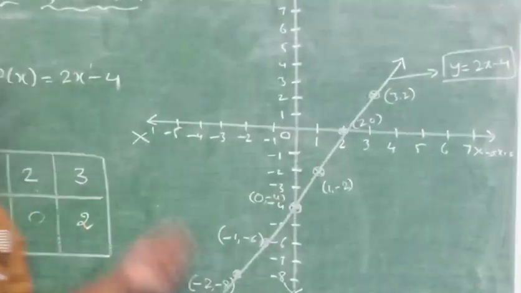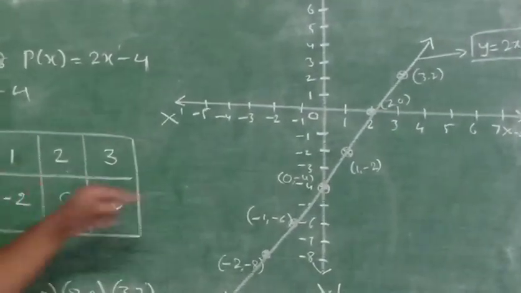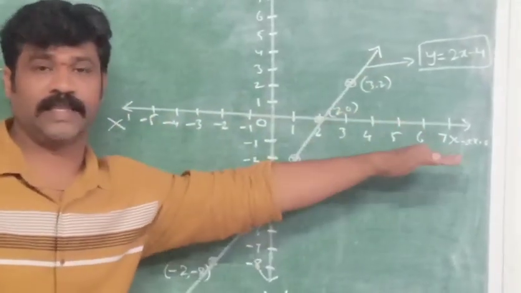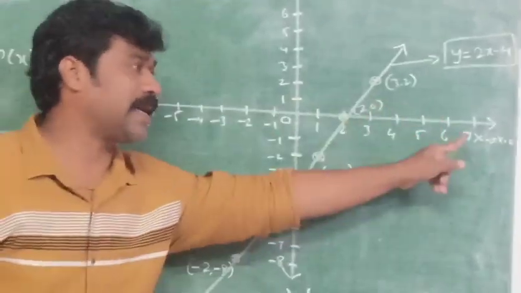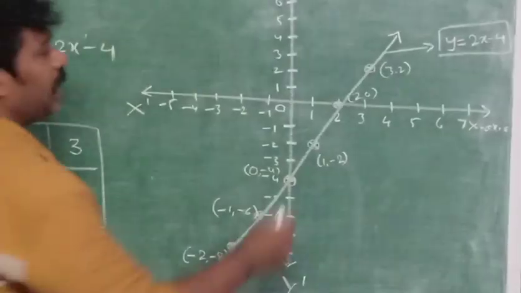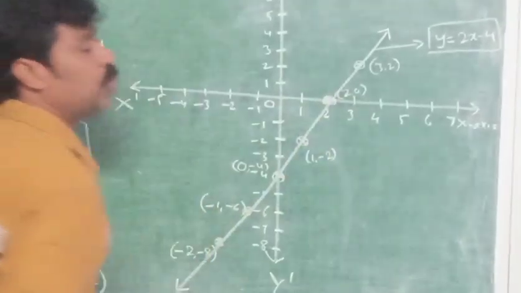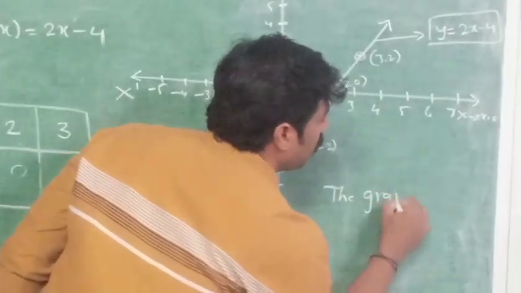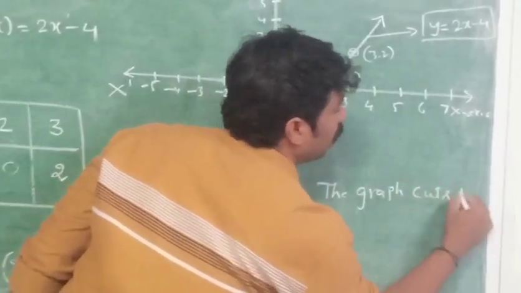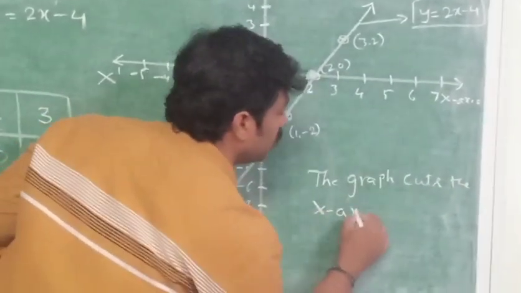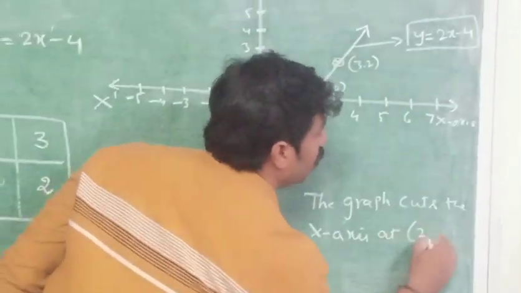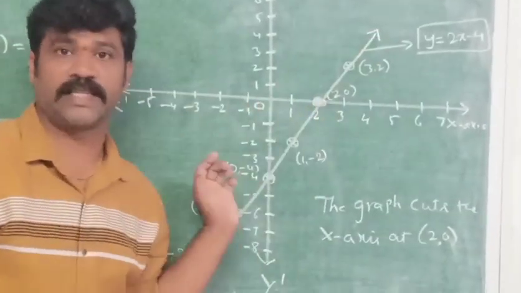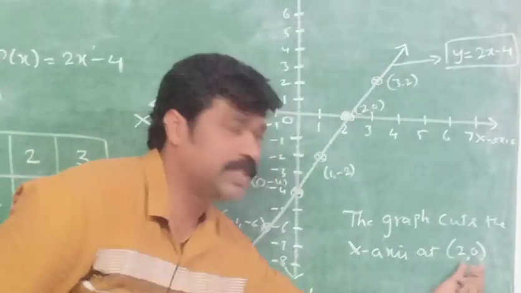Then how to find the zeros of this polynomial? So we have to observe where the straight line of the graph cuts the x-axis. So here the graph cuts the x-axis at 2, 0. So first we have to take the point where the graph cuts the x-axis. Here 2, 0, this is the point.